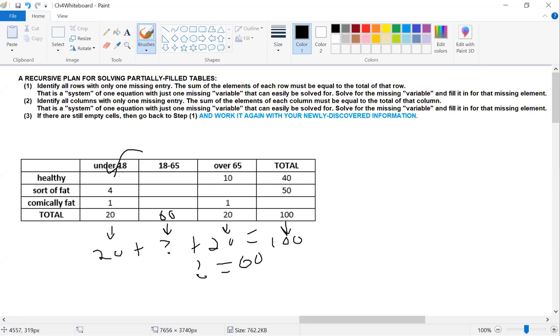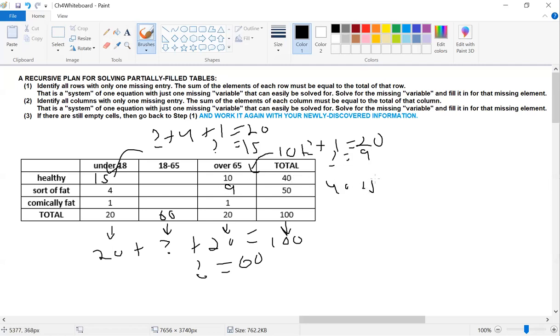So we know in this case, this question mark plus 4 plus 1 is equal to 20. Pretty obvious that the question mark is 15. Let's go to our next column. This one adds to 65. We don't have a single data point. Can't do anything there. Next one. Let's go here. We have everything but this one data point. So 10 plus our question mark plus 1 must be 20. Pretty obvious that question mark is 9. Finally, our last one. 40 plus 50 plus our question mark has to be equal to 100. Pretty obvious the question mark is equal to 10.